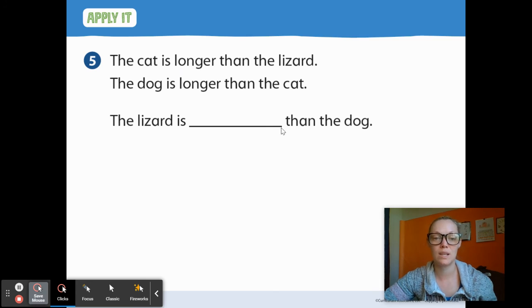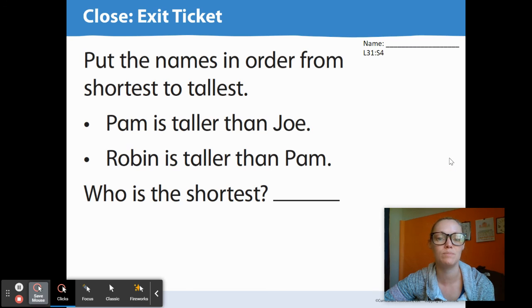This is another one that doesn't have a picture. You're going to need to create your own picture. The cat is longer than the lizard. The dog is longer than the cat. So the lizard is blank than the dog. Draw a picture to figure that out. Make sure you have a starting line.